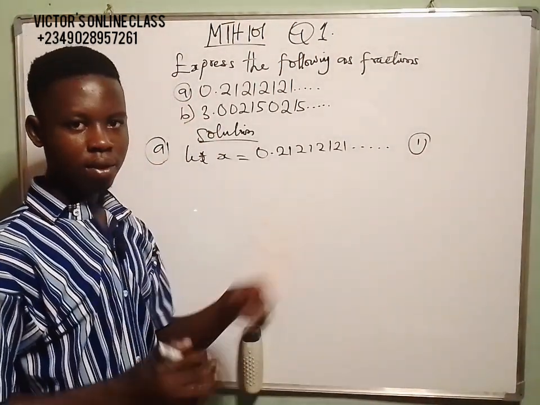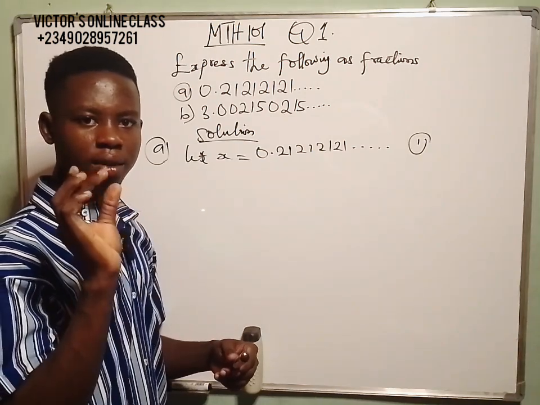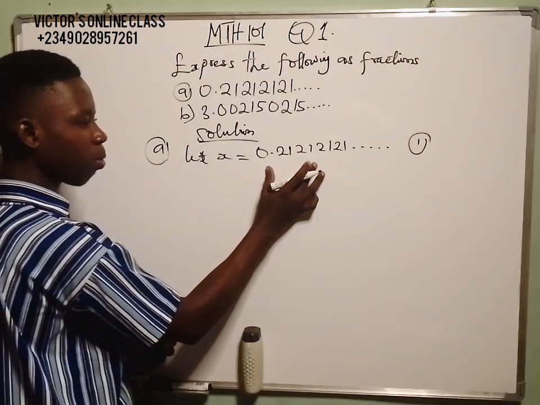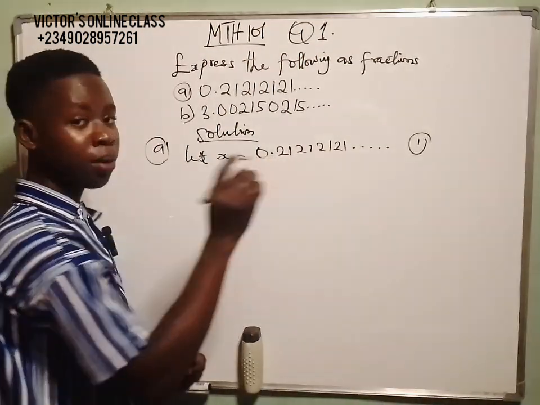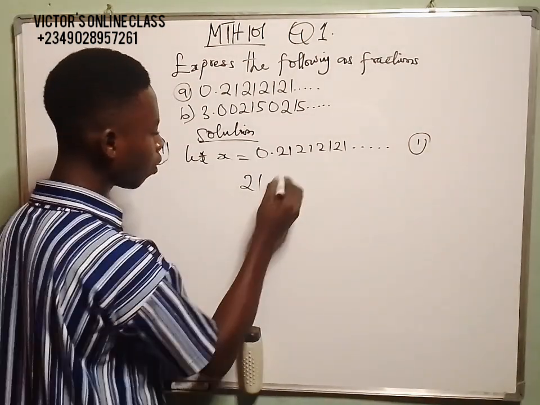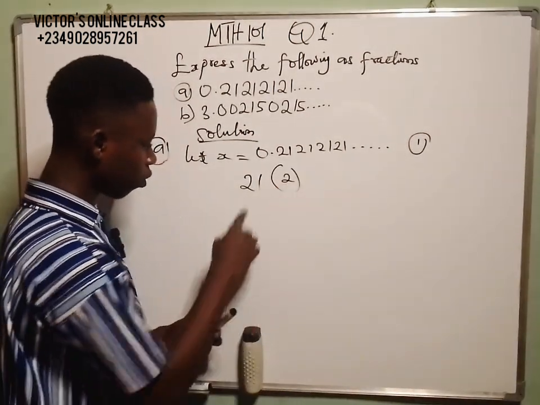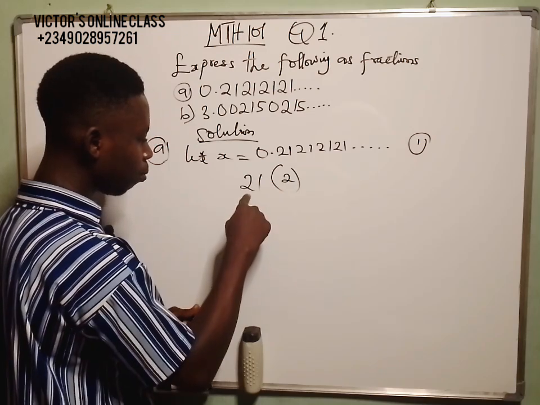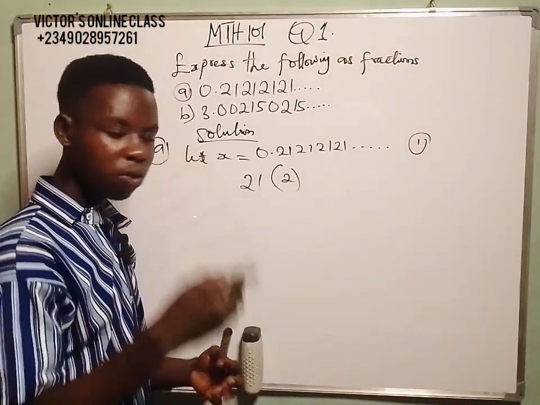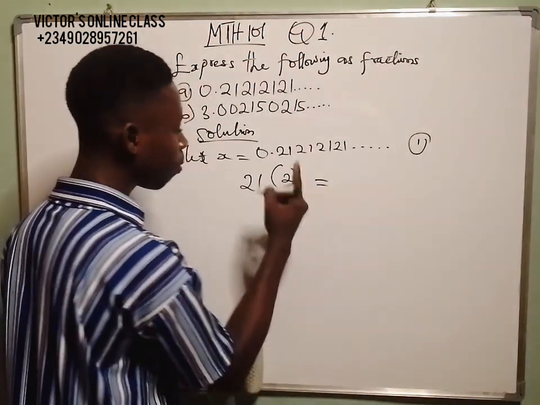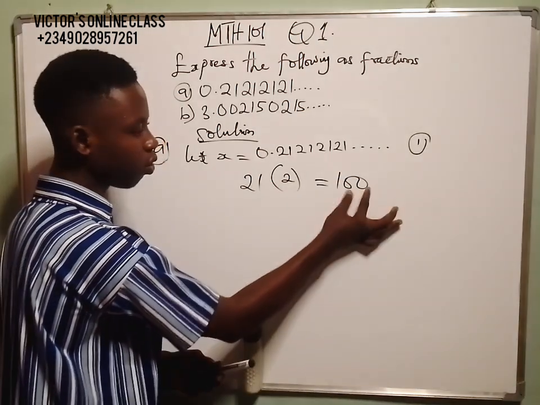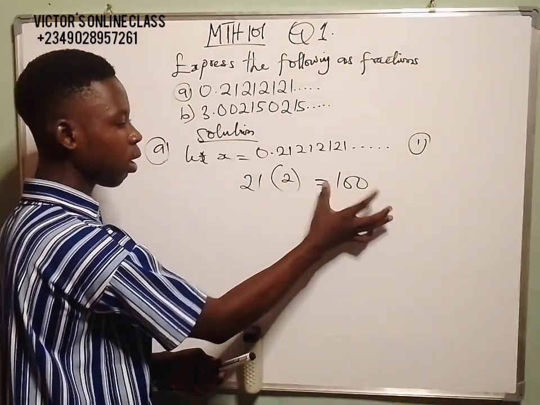What are we to do next? We are to pick out the number of repeating values. You see that in this decimal number, the repeating block is 21, and how many digits are there? They are 2, which is 1 and 2. Because the repeating block has 2 digits, it is going to be simplified as 100, because the zeros are going to be 2. Now, what are you going to do?